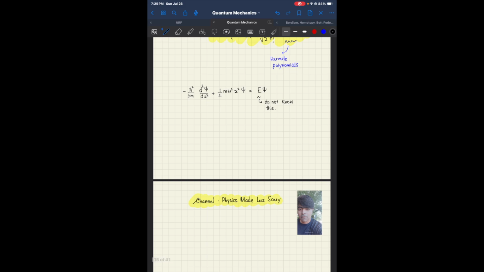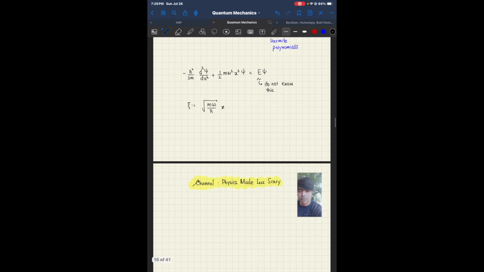Okay, so if I were to introduce a tidier notation, let's introduce a xi. This is a definition. Let's introduce it in this manner: xi equals square root of m omega by h cross times x. It does nothing, right? It's just a convenient way to reabsorb this so that the differential equation looks neater.